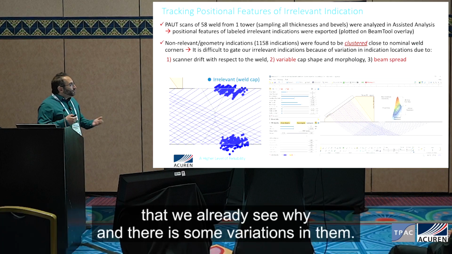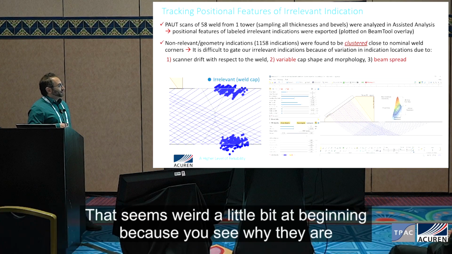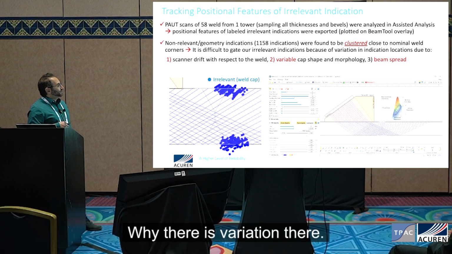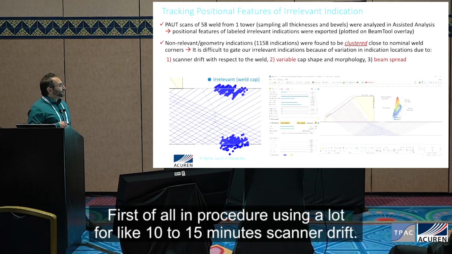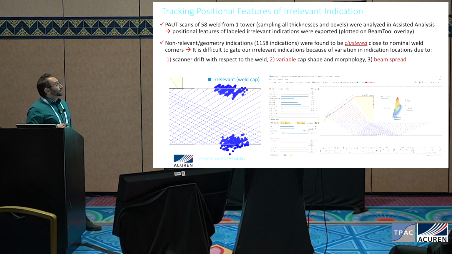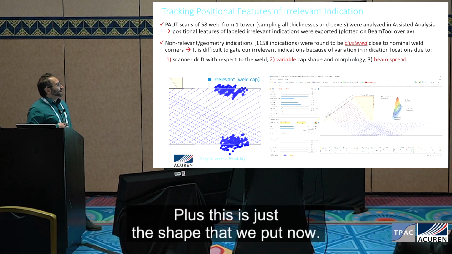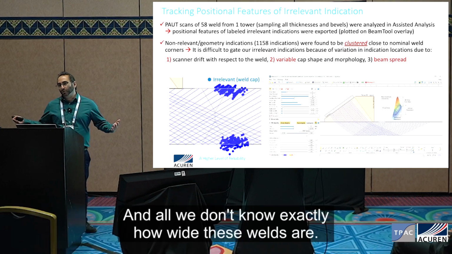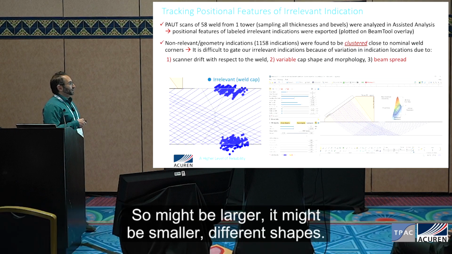And there are some variations in them that seem a little weird at the beginning, because you see there is this much variation here. First of all, in procedure, it isn't allowed for 10 to 15 minutes of scanner drift, so in your scans you can have that drift. Plus, this is just the shape that we put as nominal. We don't know exactly how wide these welds are, so it might be larger or smaller, with different shapes.